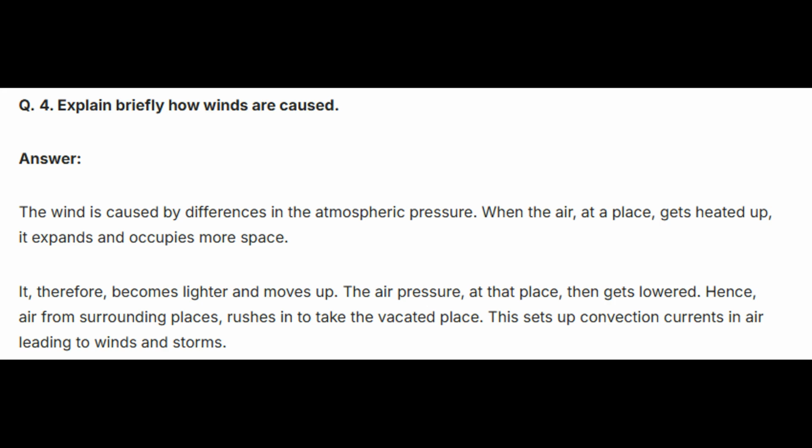Question 4. Explain briefly how winds are caused. Answer. The wind is caused by difference in the atmospheric pressure. When the air at a place gets heated up, it expands and occupies more space. It therefore becomes lighter and moves up. The air pressure at that place then gets lowered. Hence, air from surrounding places rushes in to take the vacated place. This sets up convection currents in the air, leading to winds and storms.